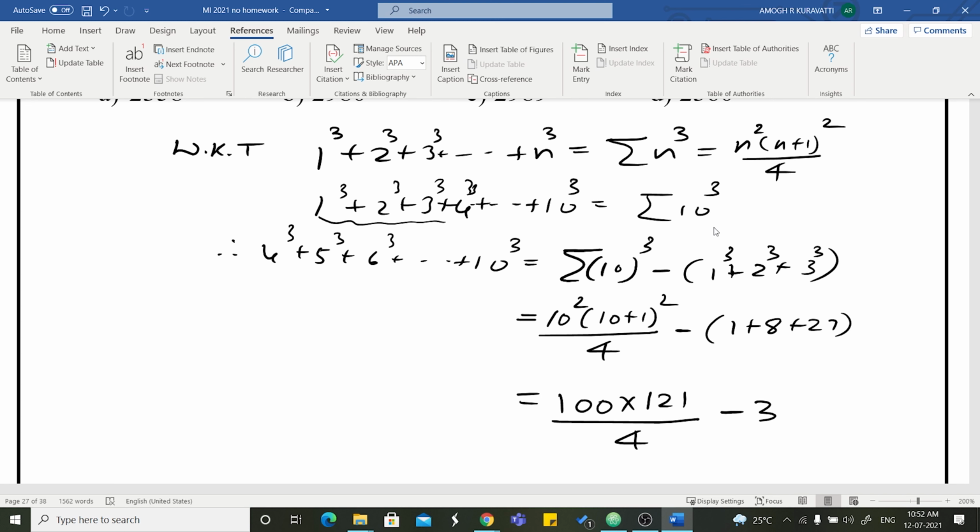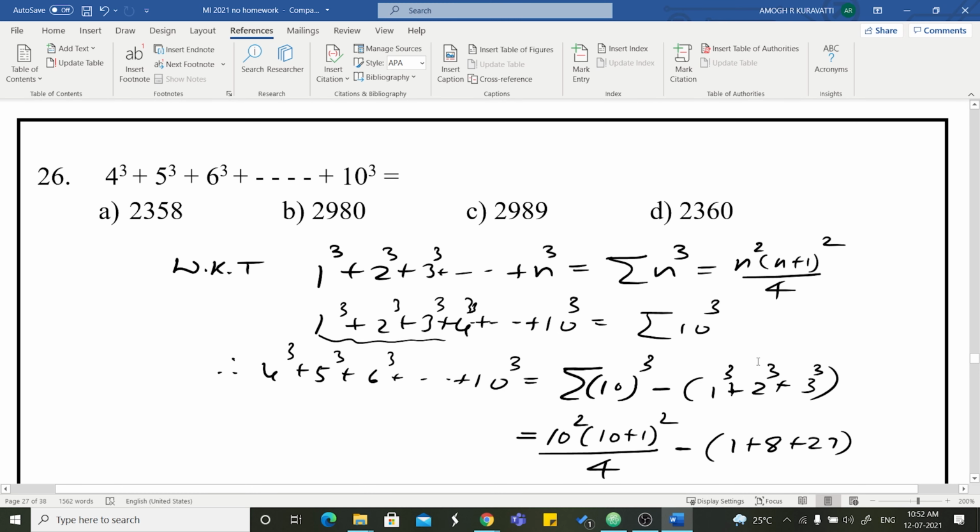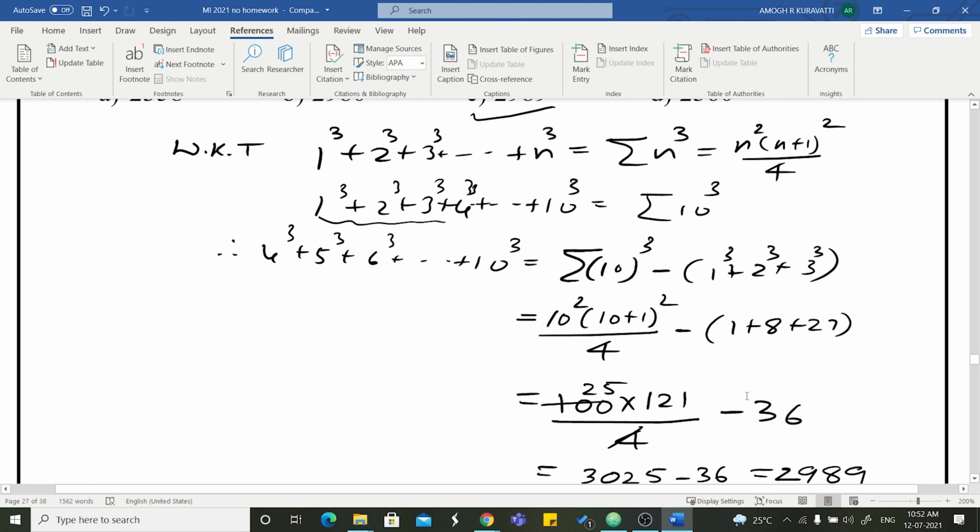4 ones are 4, 4 25s are 100, so 121 into 25 multiplied is 3025, minus 36. How much? 3025 minus 36. 15 minus 6 is 9, then 8, then 9, then 3 minus 1 is 2. 2989 is there in the options. This is the value of 4 cube to 10 cube. 2989, option C is the right option. I hope it is clear.